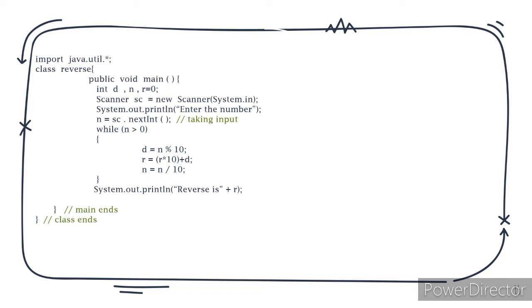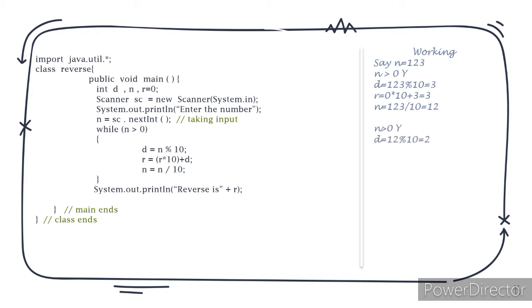We'll try to understand with the help of an example how it works. Say we take the number as 123. The first digit that we'll get is 3. Now we have r is equal to r into 10 plus d. The r value I have initialized to 0. So 0 into 10 is 0 plus 3, so r becomes 3. When the process is repeated with the value 12, I'll get the next digit as 2. The previous value of r is 3, so 3 into 10, 30 plus 2, I'll get 32.